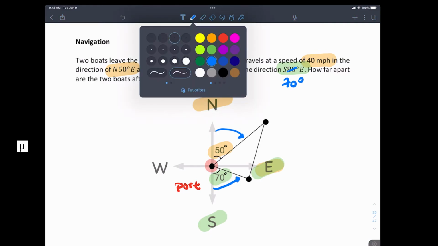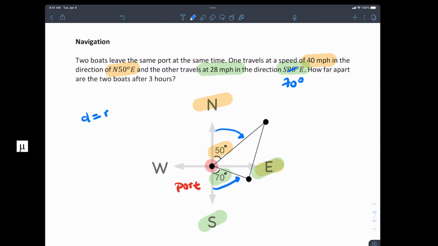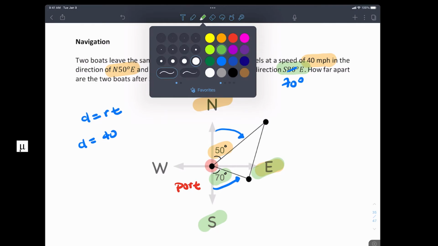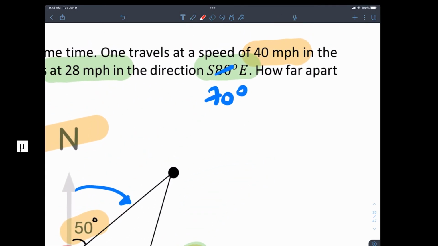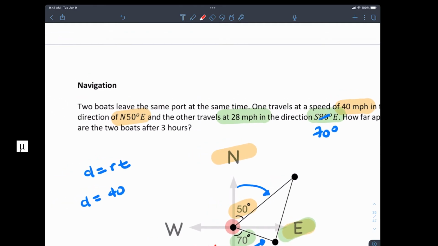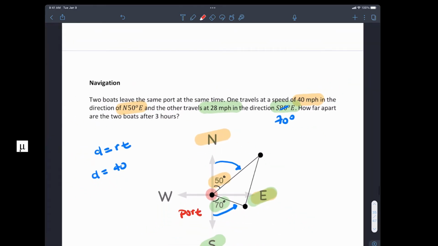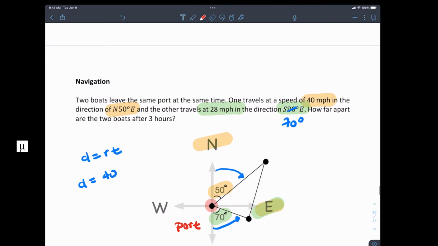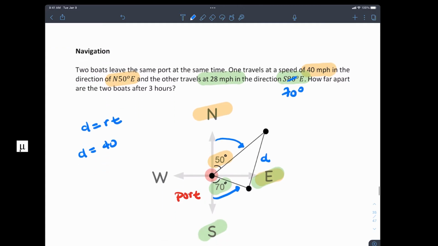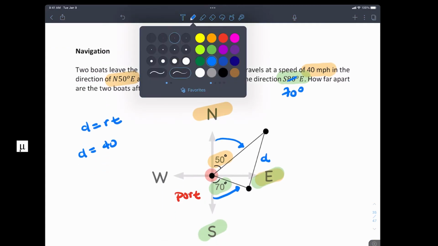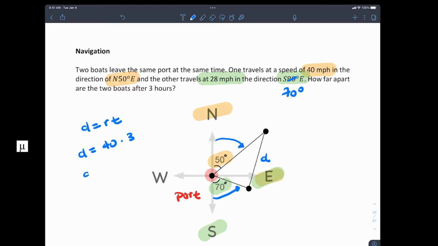Now remember, what's your distance formula? Distance is rate times time. So for the first distance, in orange, you're going 40. What's the time? Notice they're saying, I'm sorry, I didn't finish this. It says how far apart are the two boats 3 hours later? So how far apart? You guys know what that means here? That means that this is the D. This is how far apart. So they want to find that distance. Now, 40 times 3 is 120. Is that right? That's this first one.